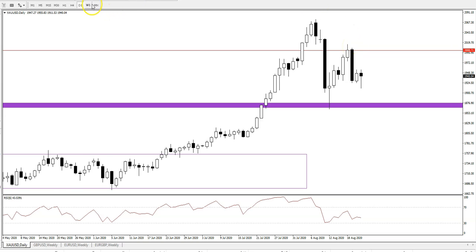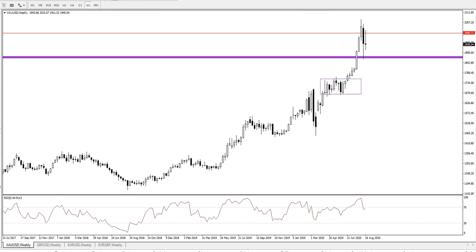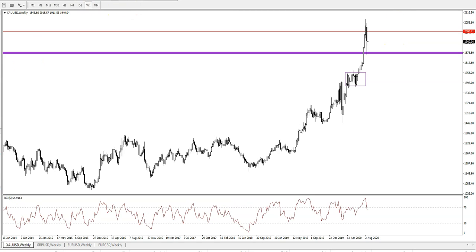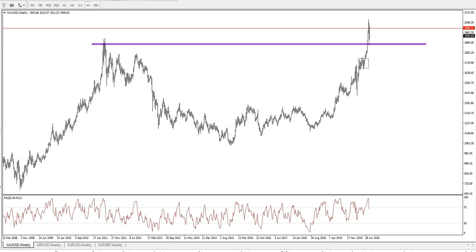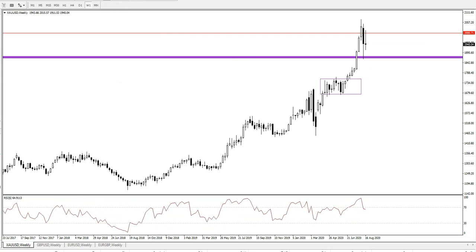Very interesting. For now, my bias for gold is bullish. Price has been moving upwards. I foresee some consolidation or resistance at the 2000 mark. Is price going to move higher or not? It's too early to tell. More importantly, I don't have a clear entry right now. So that's my view on the gold price.